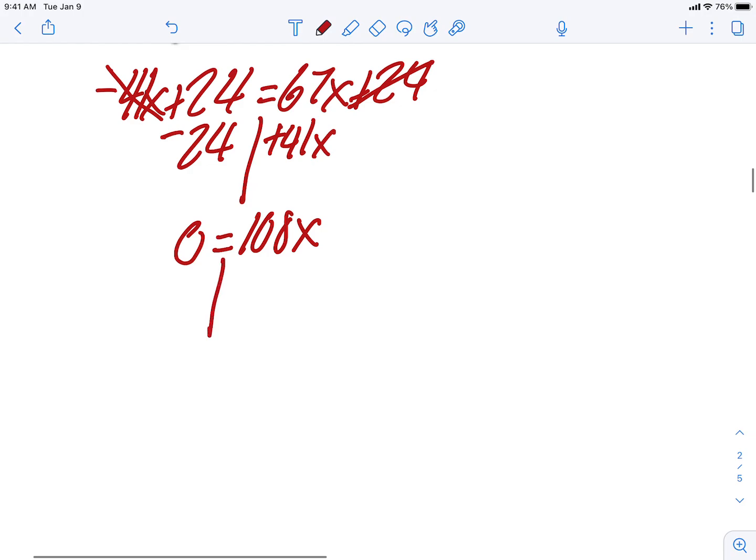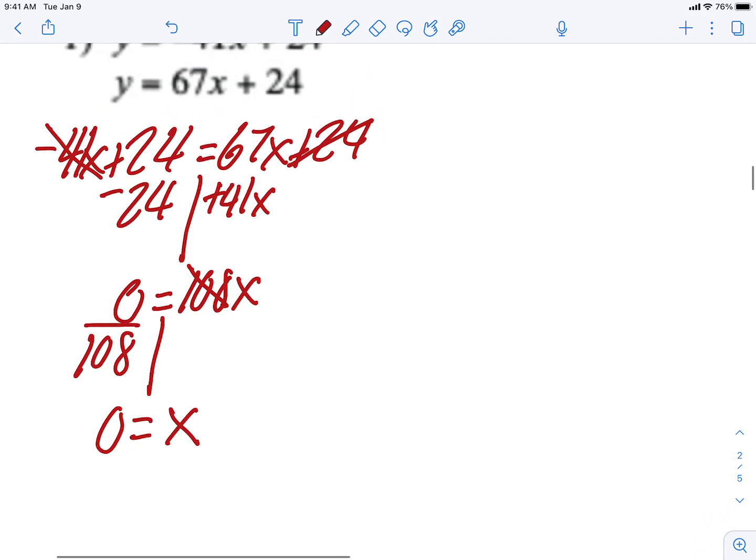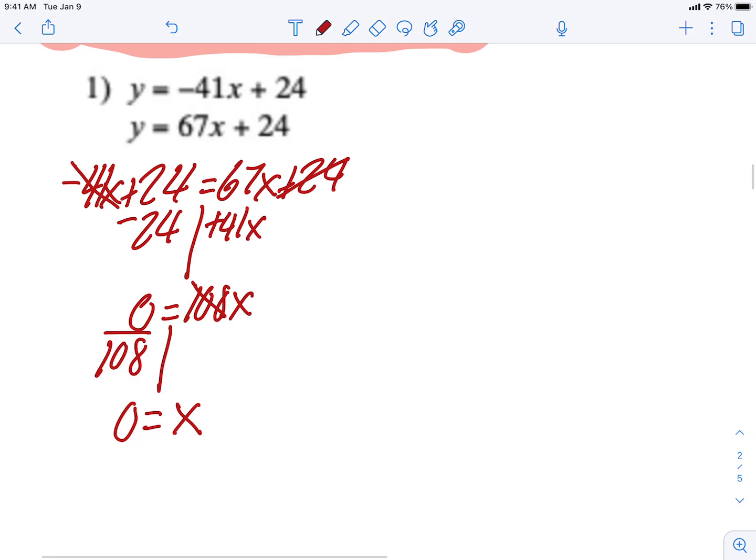And the opposite of multiplying is dividing by 108. And 0 divided by 108, or 0 divided by anything, is 0, right? x is equal to 0.